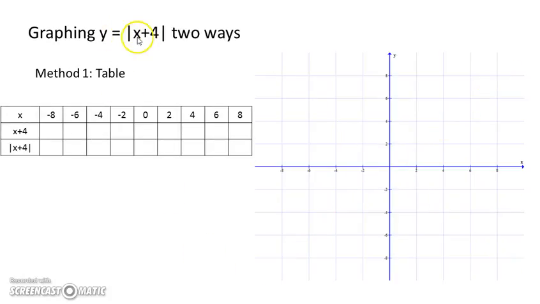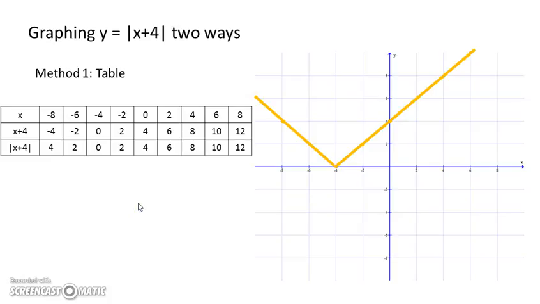Now we're going to switch it up. We've got y equals absolute value of x plus 4. What does the plus 4 do? Well, let's make a table. Add 4 to everything, and then take the absolute value. Order of operations: you always have to do what's inside the brackets first. So we add 4, and then we take the absolute value. Okay, and so we plot those points and join them up.